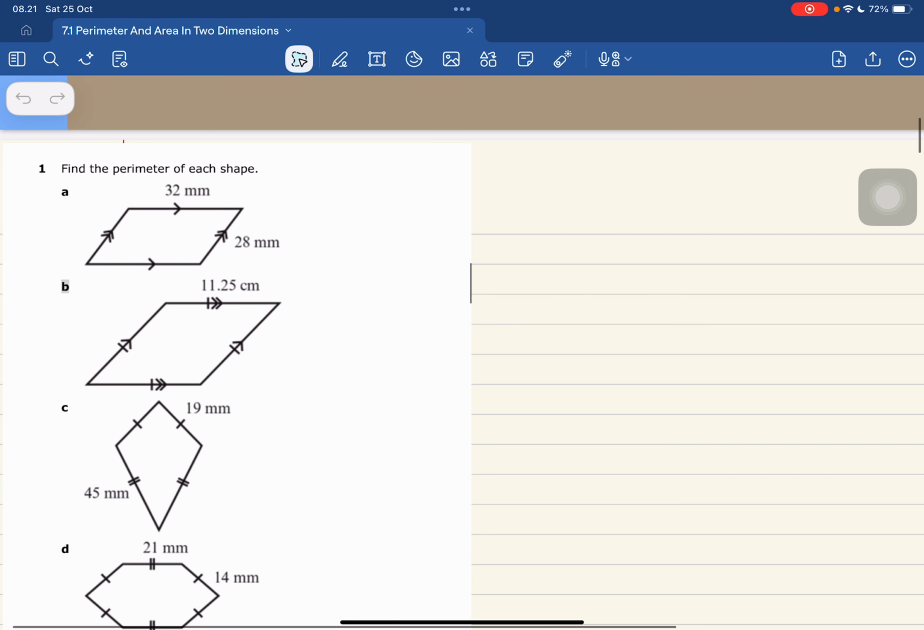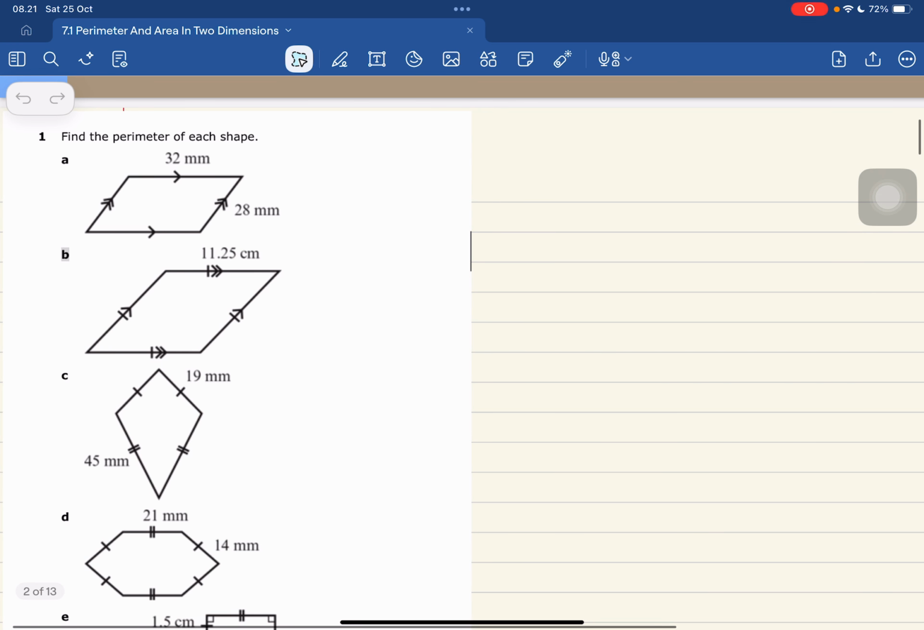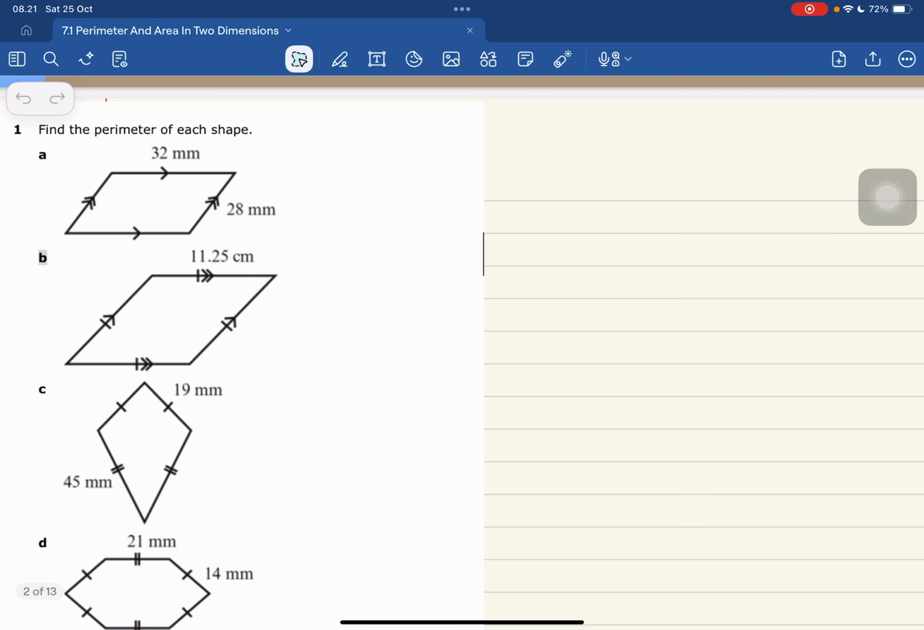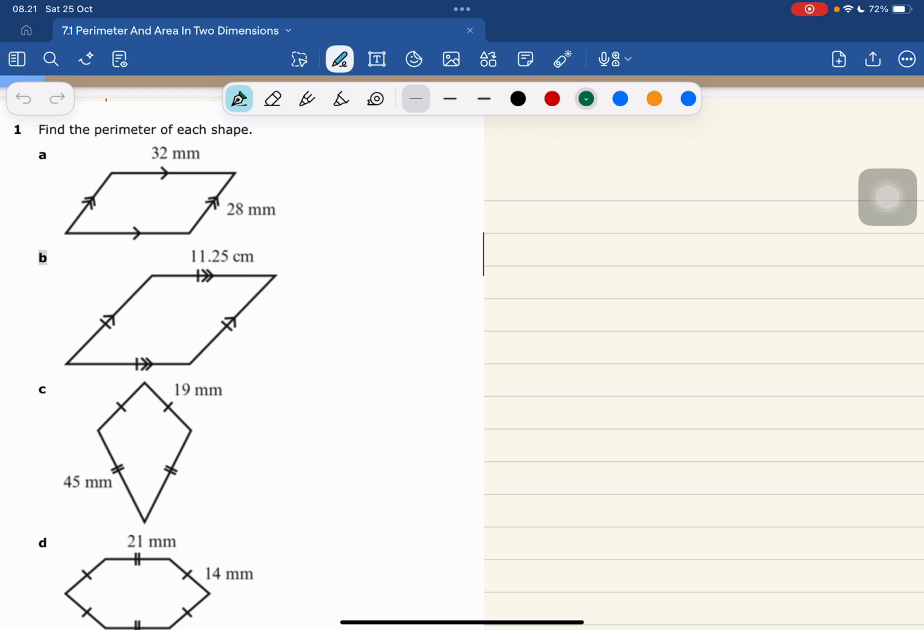Hi, in this video I'm going to solve practice questions for perimeter and area in 2 dimensions. So number 1, find the perimeter of each shape.